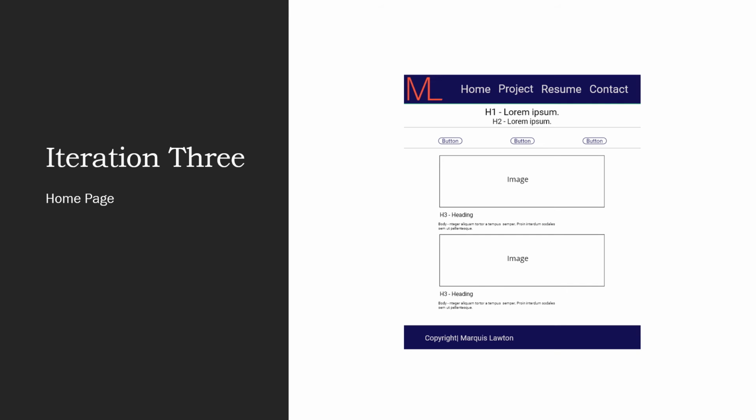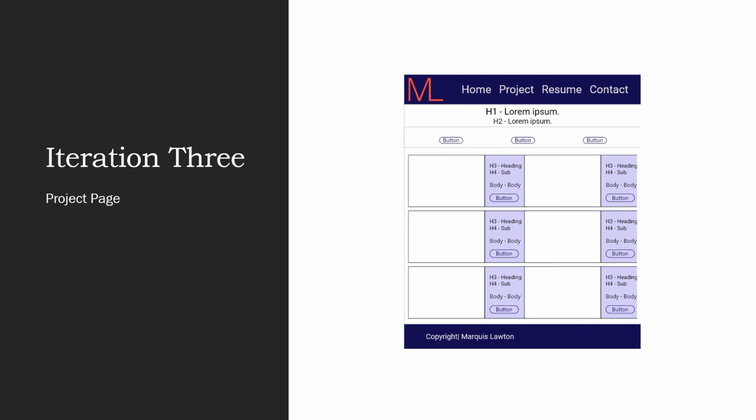This is how the home page would have looked. I decided to scrap the buttons at the top, but I kept them on the iteration page because I didn't want to go through and change all of that stuff. This is how the card page would have looked. It looks a little better, a lot better than the previous iterations.